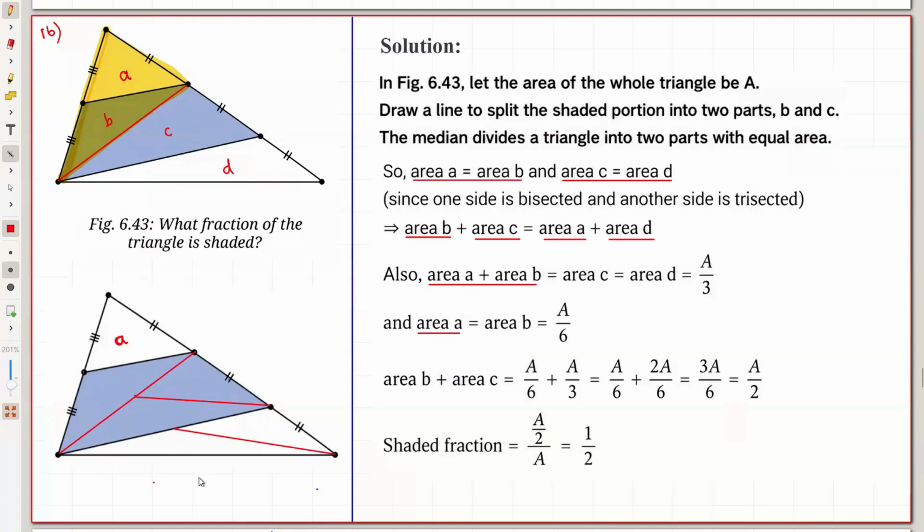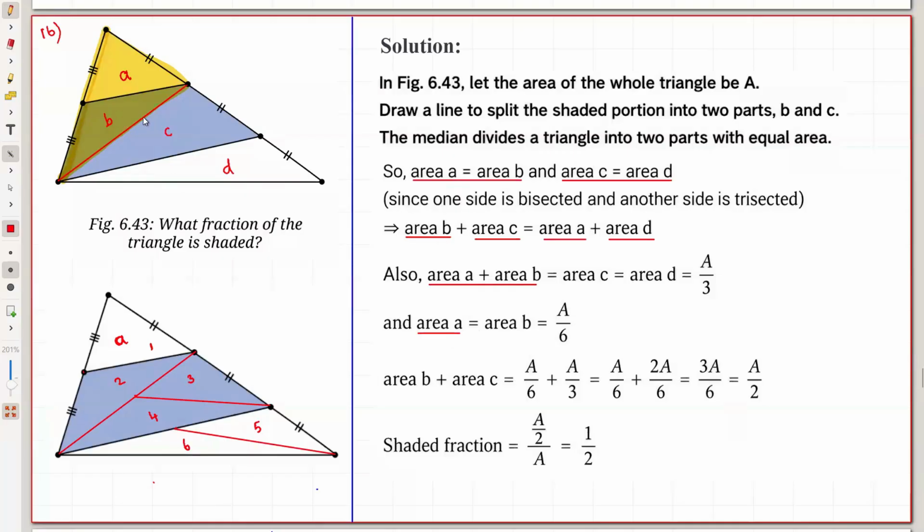Now we want to find out, so in total how many parts? So now this is 1, 2, 3, 4, 5, 6. Six parts. So if you want to find the area of A, it is equal to the area of B, because these two are equal from the beginning itself. So now the area of A, how will you write? The total triangle is A, divided into 6 parts. So A by 6. We are getting this.